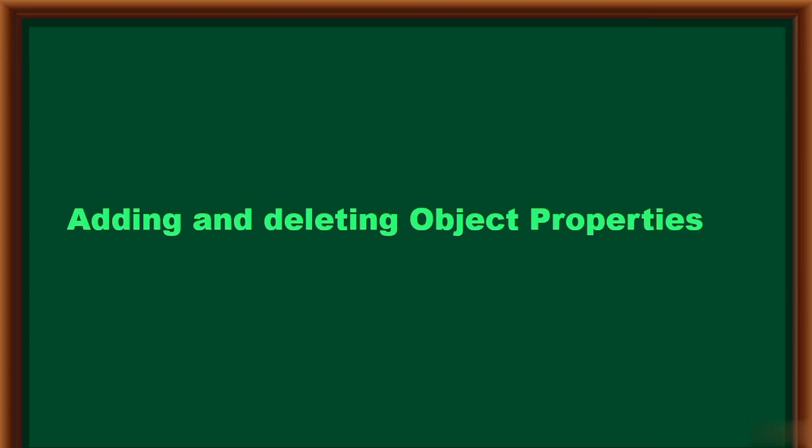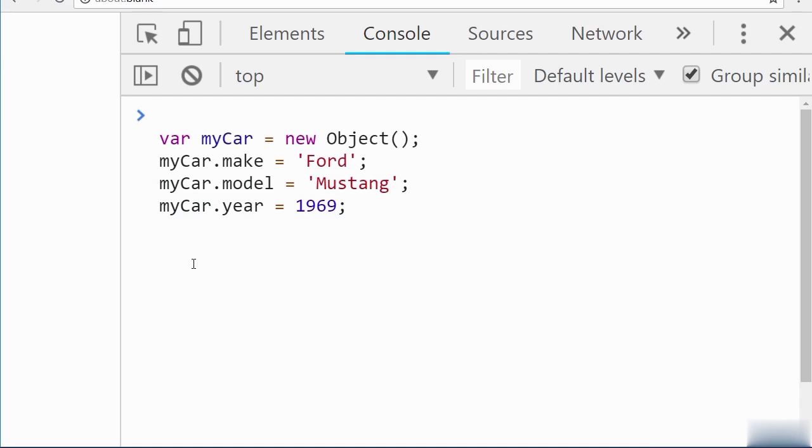In this video, I'll be showing you how you can add and delete properties from an object in JavaScript. I've added a block of code here that has created a new object. I've got a variable called myCar, which is the object, and these are the properties: make, model, and year.